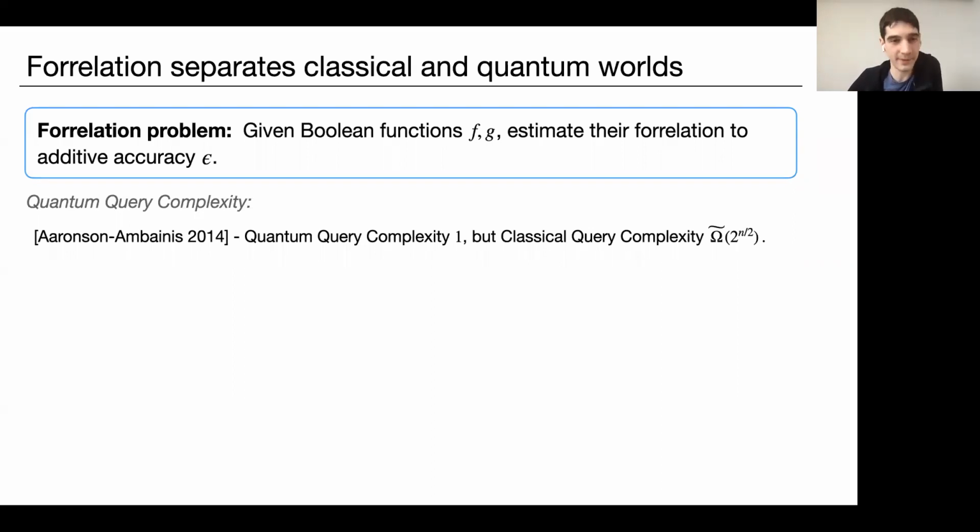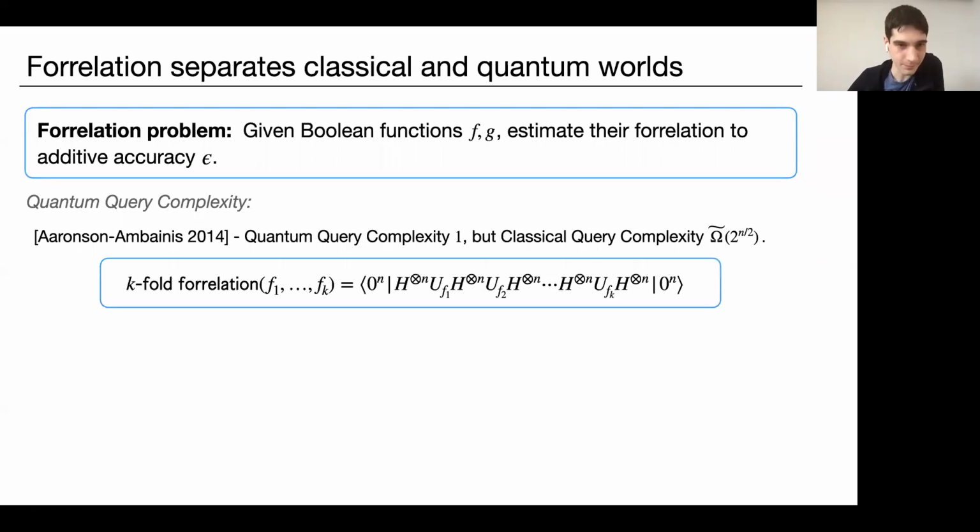But you could hope to bootstrap this in some ways. And one way you might hope to do that is by defining what's called the k-fold correlation. So instead of having two Boolean functions, f and g, interleaved by these layers of Hadamards, you can have Boolean functions f1 up to fk also interleaved with Hadamards. And this is called the k-fold correlation problem.